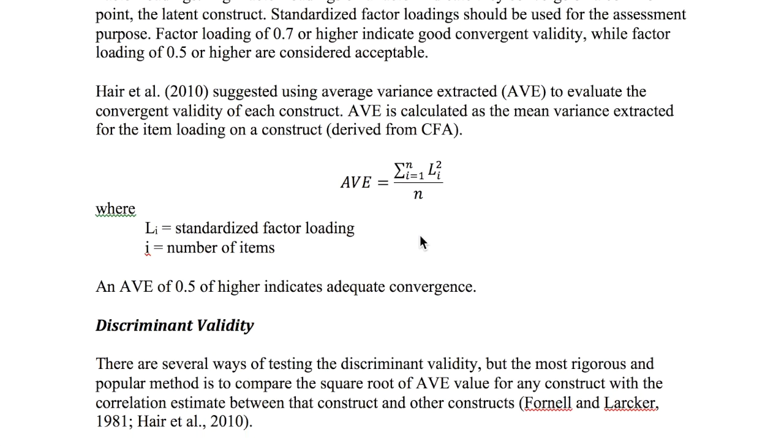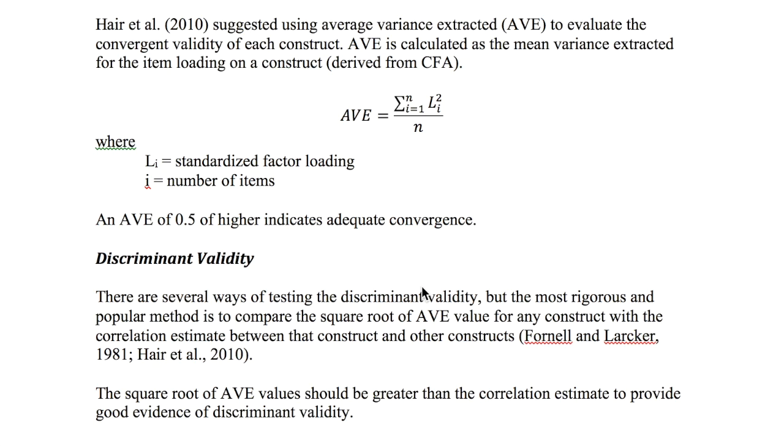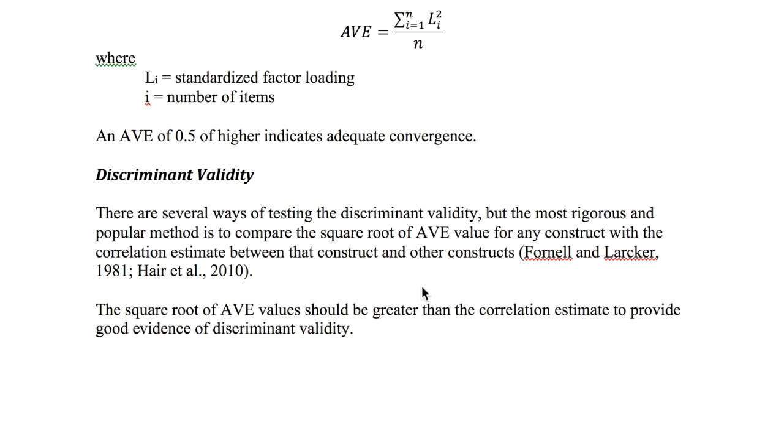As for discriminant validity, there are several ways of testing the discriminant validity. The textbook by Hair et al. explains these methods. But the most rigorous and popular method is to compare the square root of AVE value for any construct with the correlation estimates between that construct and other constructs. If the square root of AVE value is greater than the correlation estimates, we can conclude that we have sufficient evidence of discriminant validity. Again, we need to make sure that we have both convergent and discriminant validity before testing the model.